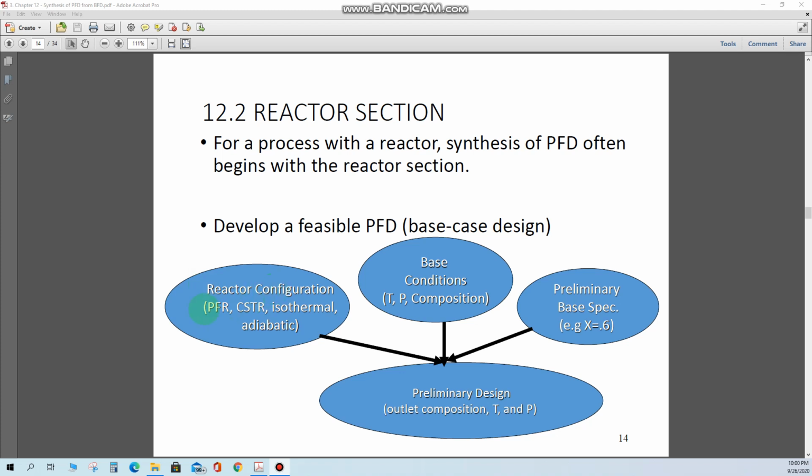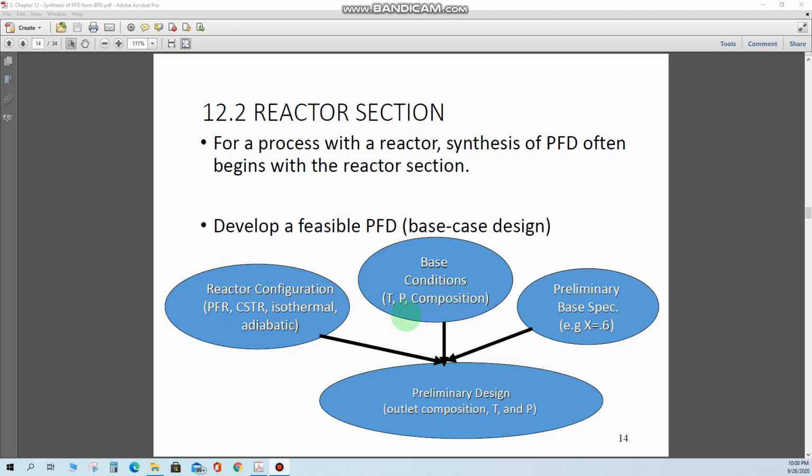Reactor configuration. What kind of reactor do you want to use? It can be a plug flow reactor, or a continuous stirred tank reactor, an isothermal reactor, or an adiabatic reactor. So you have to decide which kind of reactor is suitable for your process.